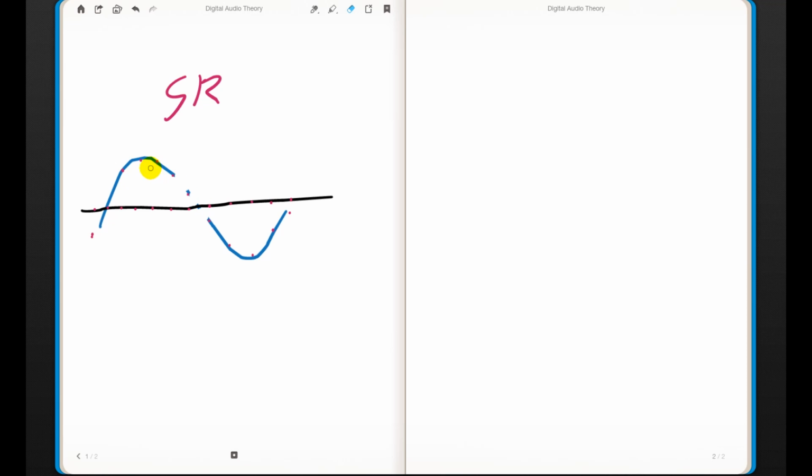So I'm going to erase most of this blue line if I can, because that's the analog signal. That's the part the computer is not measuring. It's only taking measurements on the pink dots, on the sample rate. So let's do that. And then what we're left with is just a series of dots, single measurements. And in Cubase, at least, it renders these as straight, squared-off edges.